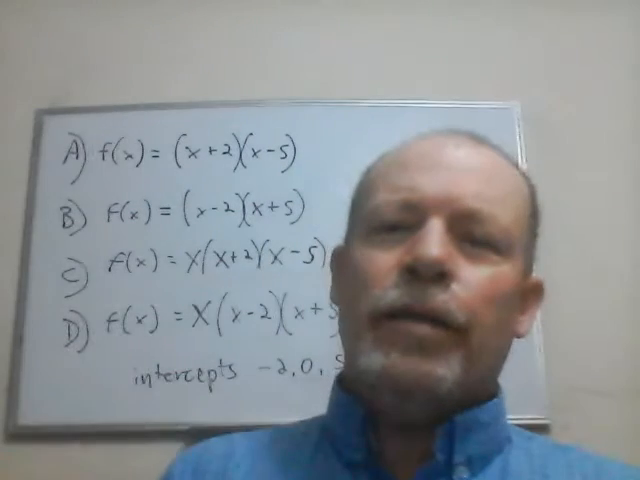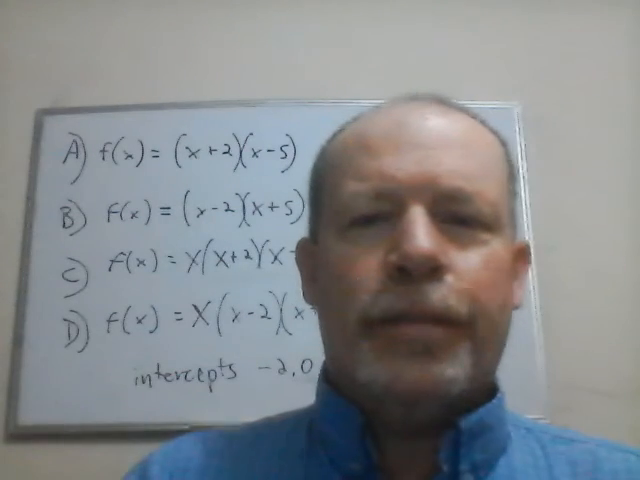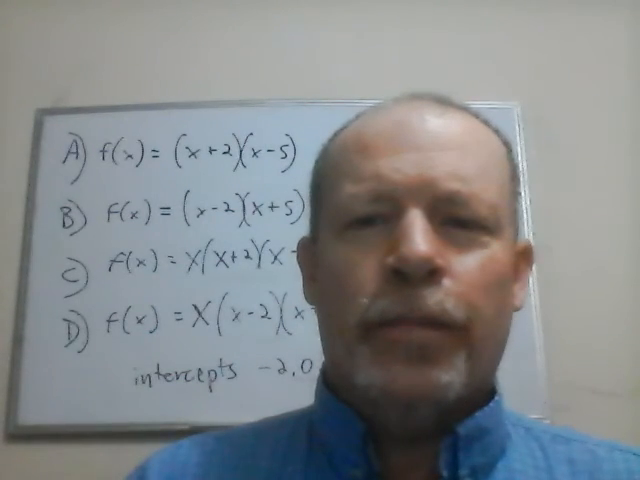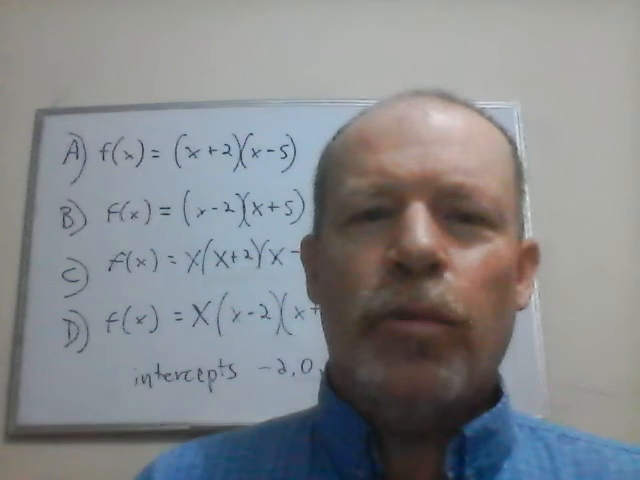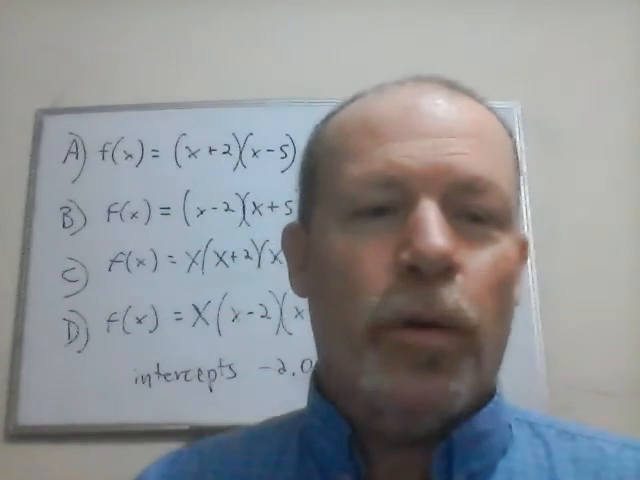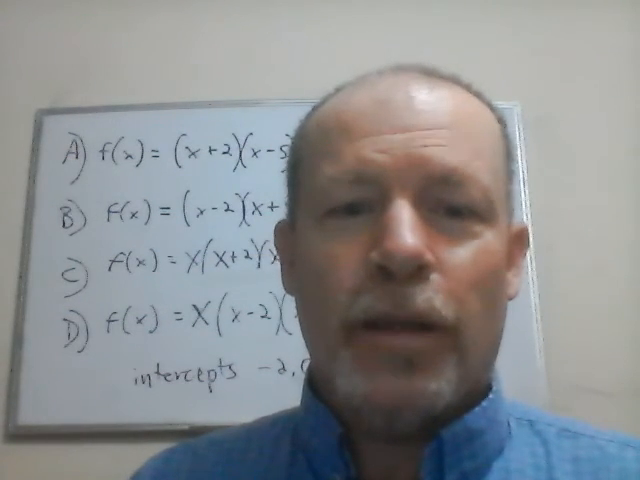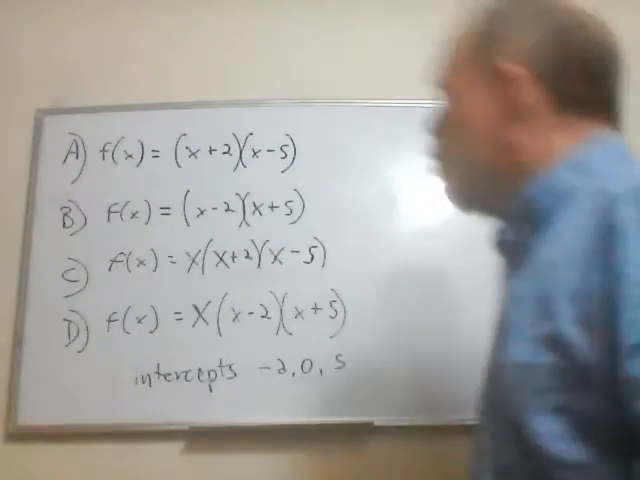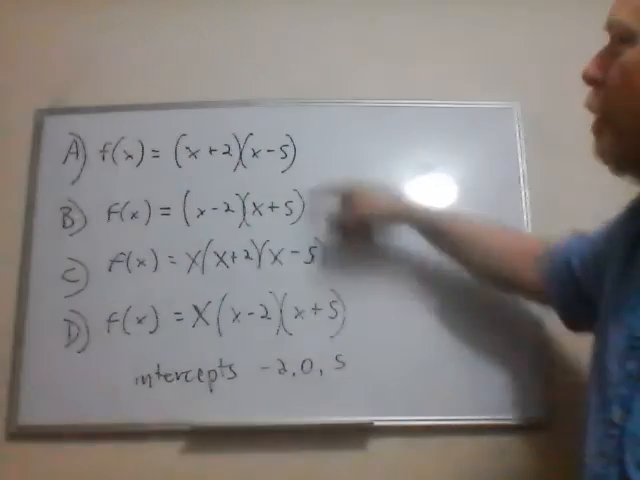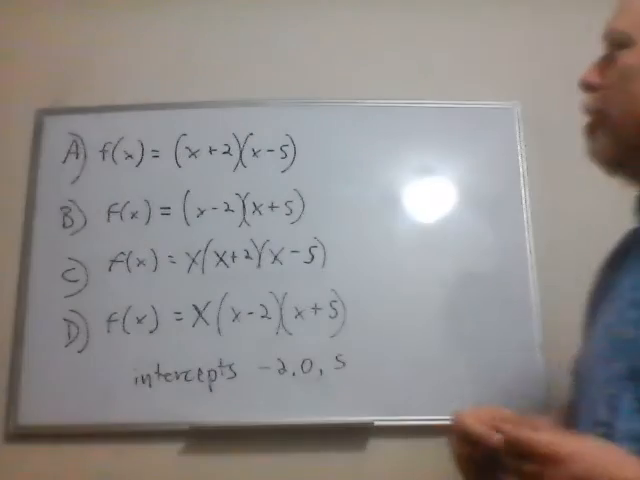Okay, it says that you need 3 intercepts. That means you need 3 ways to produce a 0. F of x has to become a 0, and you have to be able to do it 3 different ways based on what they give you. Okay, that right away should tell you that it's not going to be A or B because each of these only gives you one way to produce a 0.